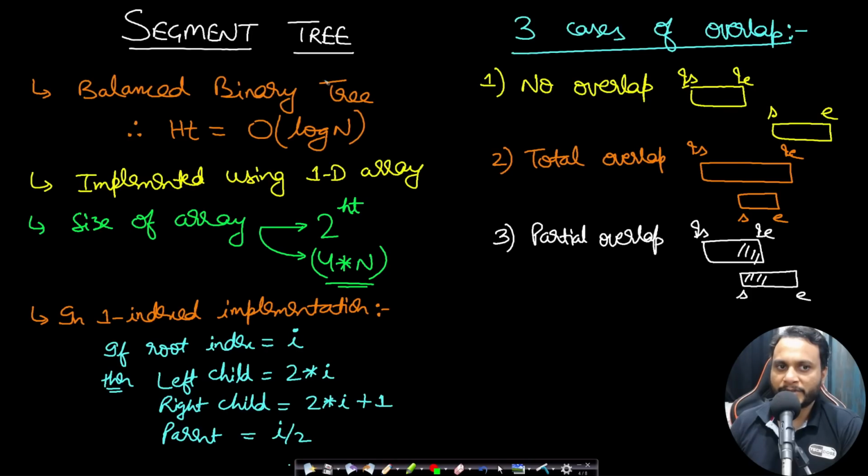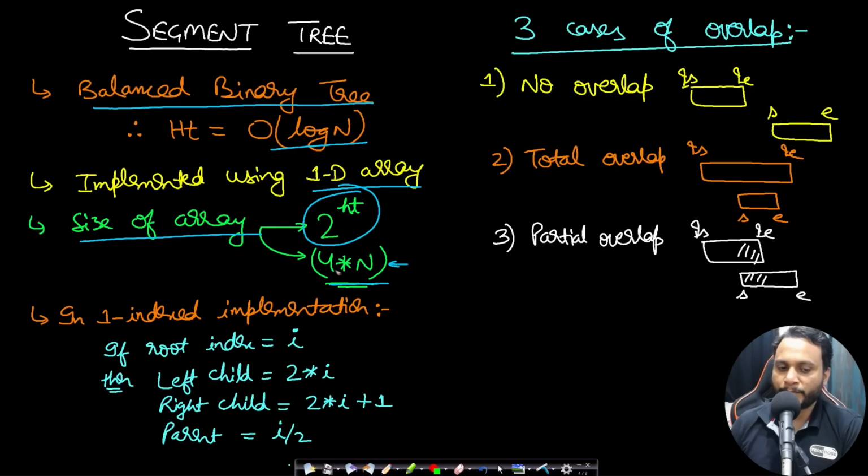Now let's recap some points about the segment tree. A segment tree is a balanced binary tree, therefore its height is guaranteed to be of order log n. It is implemented by using a 1D array, the simple segment tree, and the size of the array will be 2 to the power of height, or you can also take 4n size. If you want to see the proof of 4n, you can follow cpalgorithms.com and you will find the proof of this.